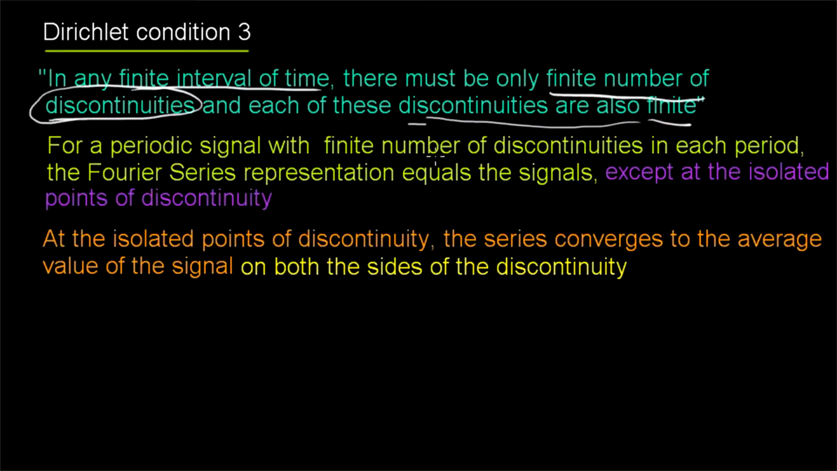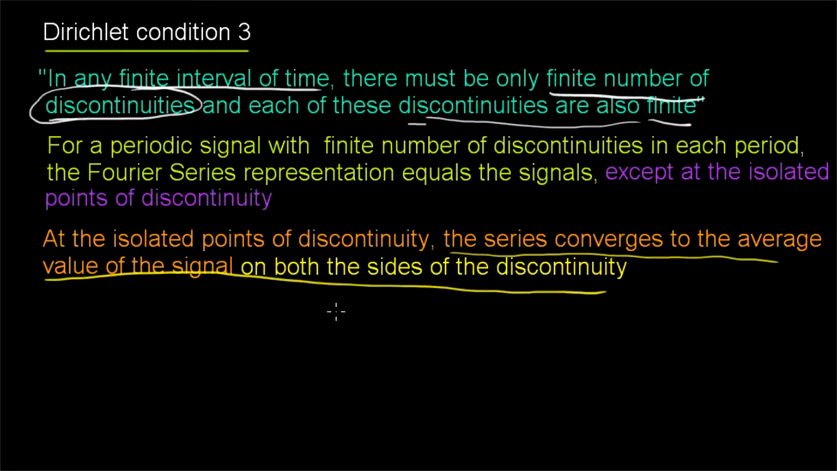For a periodic signal with a finite number of discontinuities in each period, the Fourier series representation is equal to the signal, that is there exists a Fourier series. Except at the isolated points of discontinuity, we have a valid Fourier series for that particular signal. Now the question is, what happens at the points of discontinuity? At these points of discontinuity, the series converges to the average value of the signal on both the sides of the discontinuity.